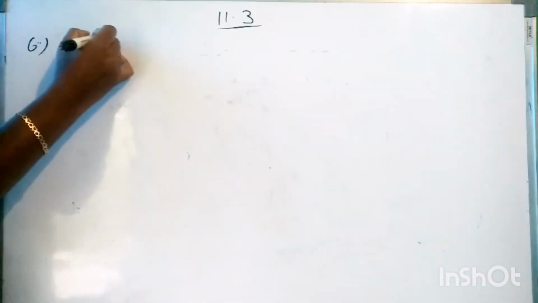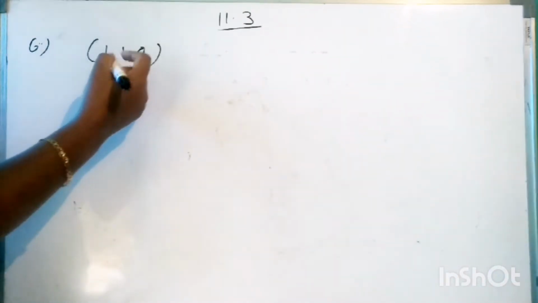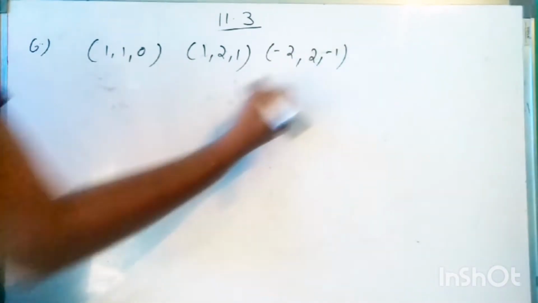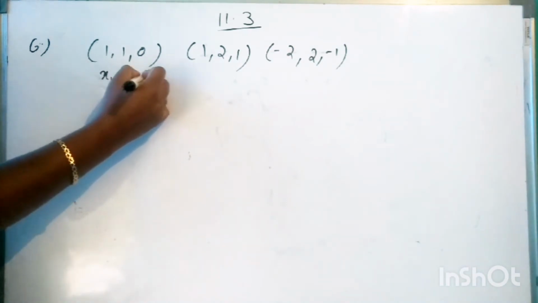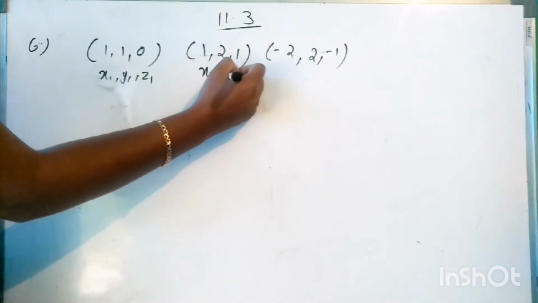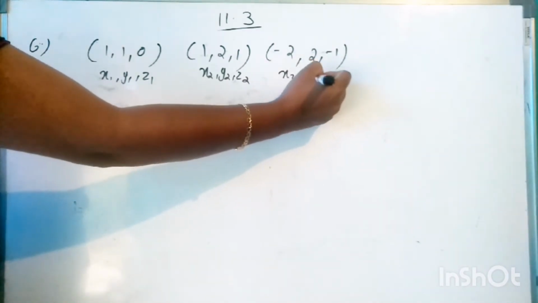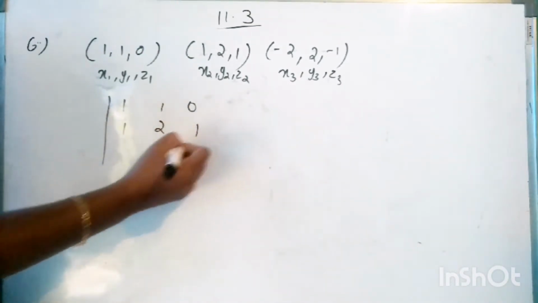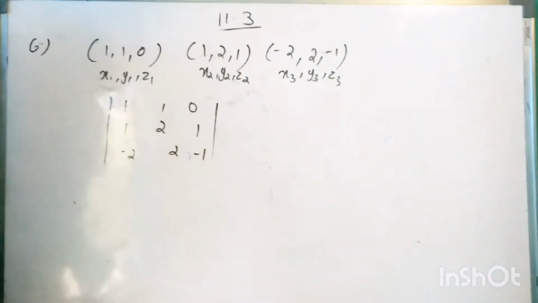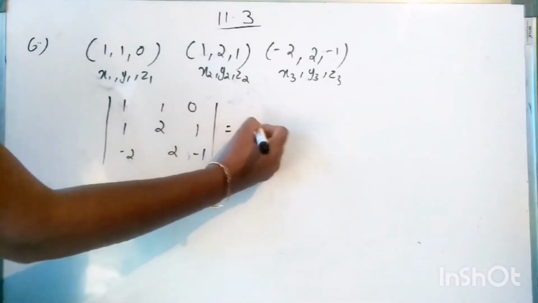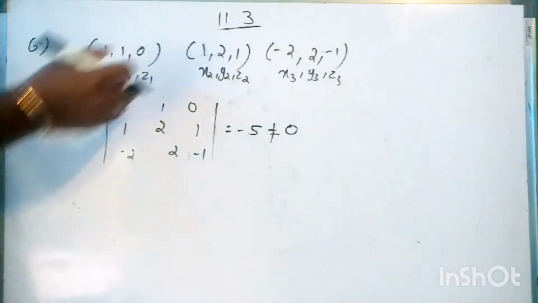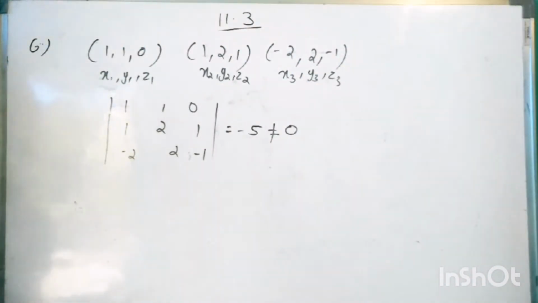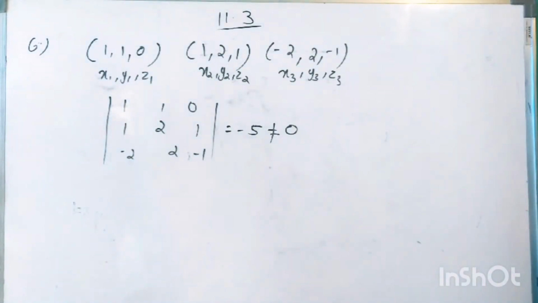The second given points are (1, 1, 0), (1, 2, 1), (-2, 2, -1). Take them as x1, y1, z1, x2, y2, z2, x3, y3, z3. Then take the determinant of 1, 1, 0, 1, 2, 1, -2, 2, -1. This determinant you will get as -5, which is not equal to 0. Therefore, these 3 points are non-collinear. Then we can find the equation of the plane.